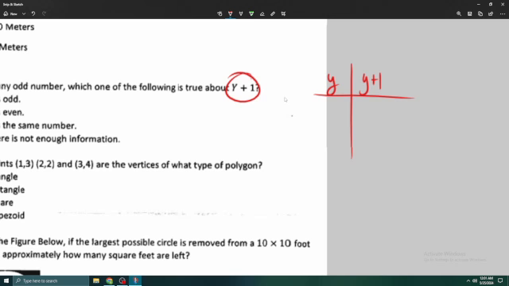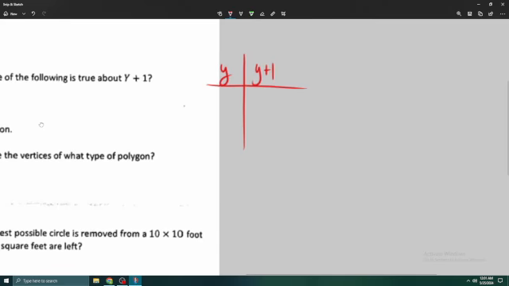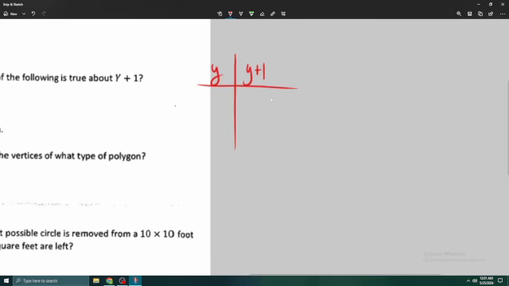Y plus 1 in this case would be an even number. It's going to be even. So let me show you why. So let's just make some random odd numbers. 3, 19. I'll just do 27, and let's choose a big one. 503. Whatever. It's totally random. Just made them up.